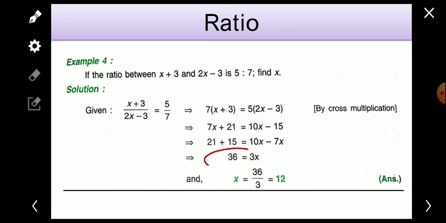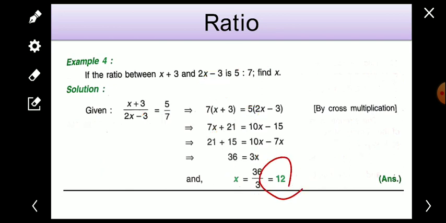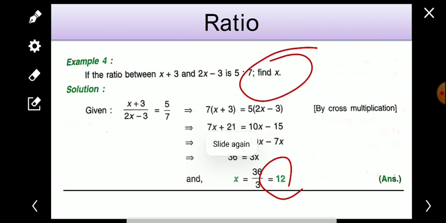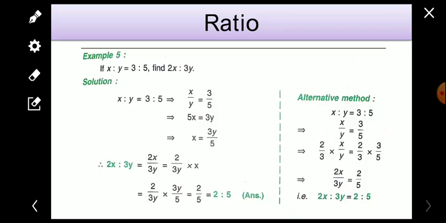So what have we got? 36 is equal to 3x. So after dividing, to find the value of x, what will we get? 36 by 3. So 12 will be the answer. What will be the answer? 12. If we divide, we have got the answer. So like this we can find it if this type of question comes. You can take an example from your side also, and practice.